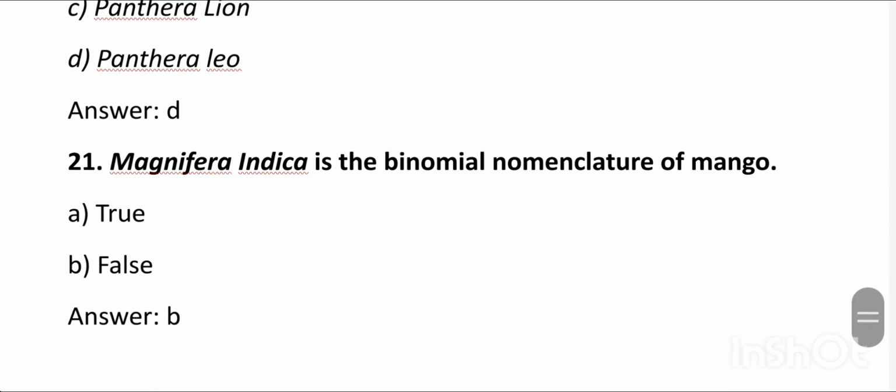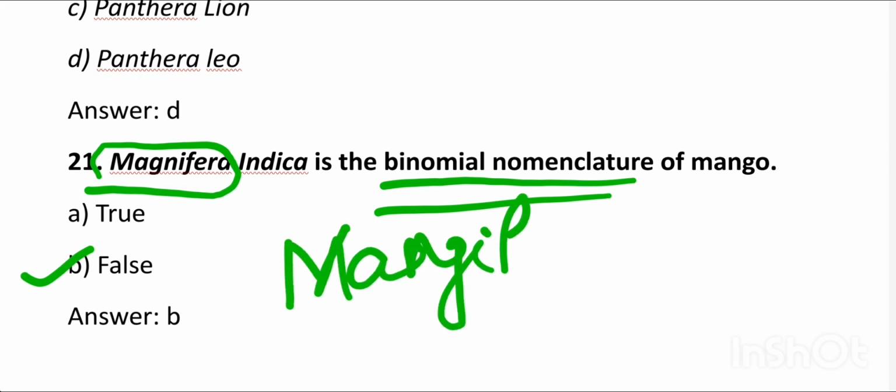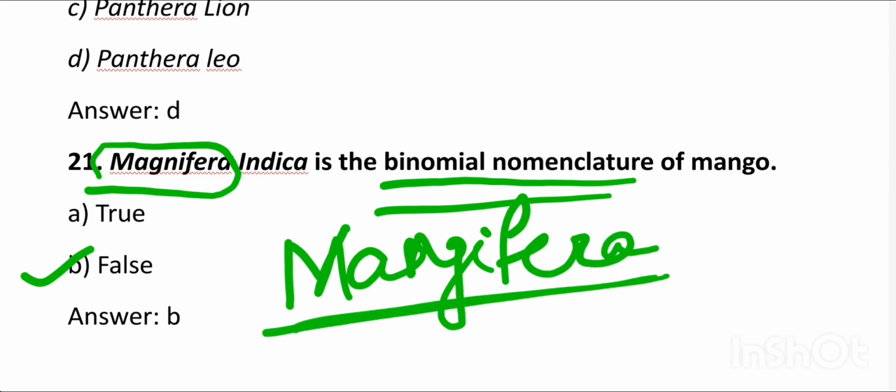Then question number 21, Mangifera indica is binomial nomenclature of mango. So tell me whether it is a right statement or wrong statement. It is a wrong statement because here it is written Magnifera, but the binomial nomenclature of mango is Mangifera, not Magnifera. So it is a false statement.